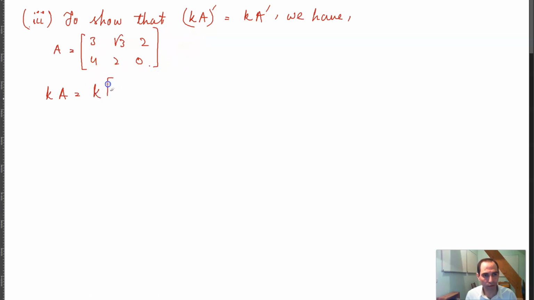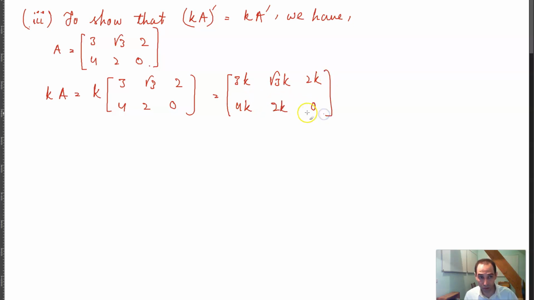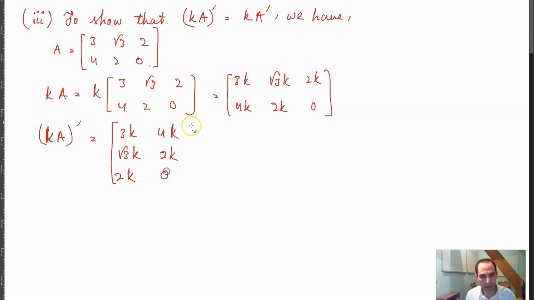k times, for example, 3, square root of 3, 2 and 4, 2, 0, which is equal to 3k, square root of 3k, 2k, 4k, 2k, and 0. And if I take the transpose of this matrix, meaning that if I write kA whole transpose, that would give me the transpose of this matrix, which is 3k, square root of 3k, 2k, 4k, and 2k, and 0.